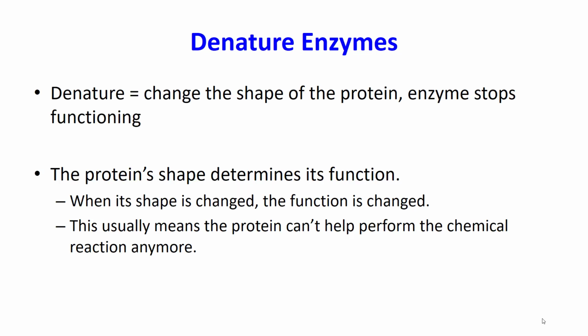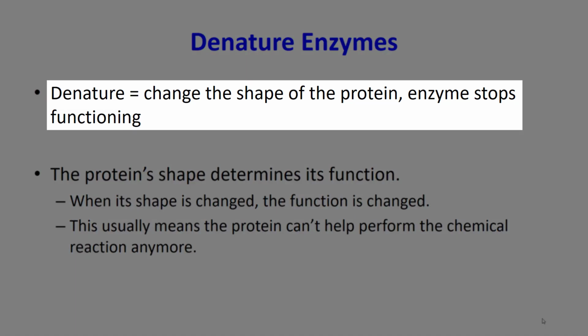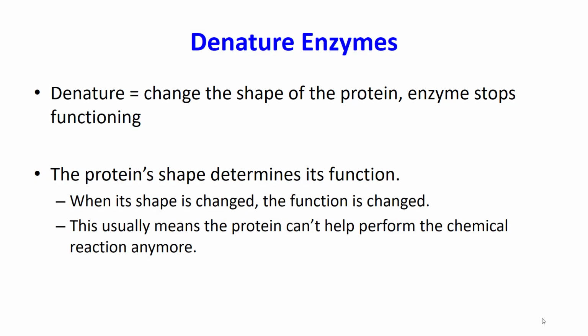So what happens when temperature or pH or the amount of salts is out of balance, is out of the normal set point range for that enzyme? Well, the enzyme can become denatured, meaning its shape can change and it stops typically functioning. So, as a reminder, a protein's shape determines its function, and when you change that shape, it changes the function. And a lot of times, the function just stops working.